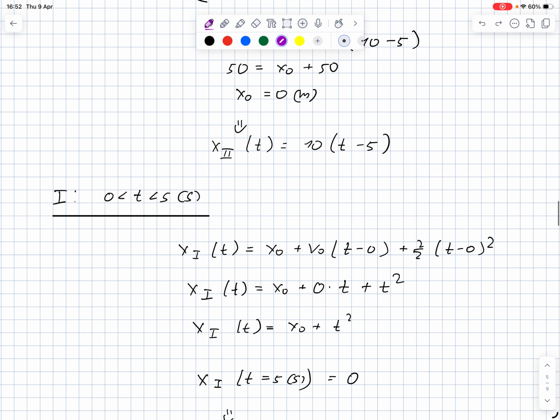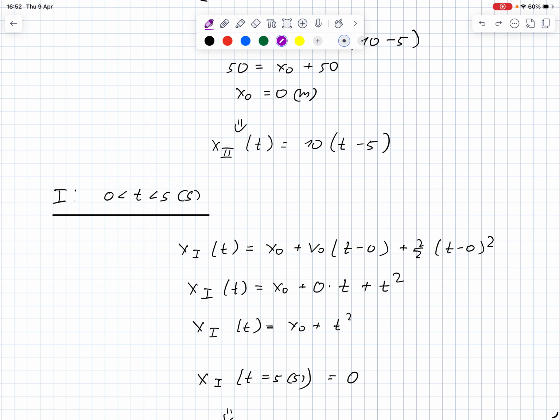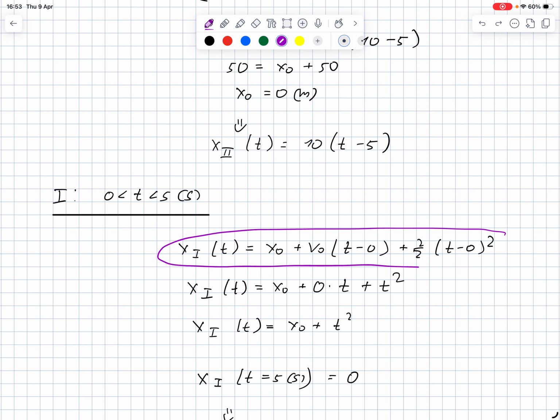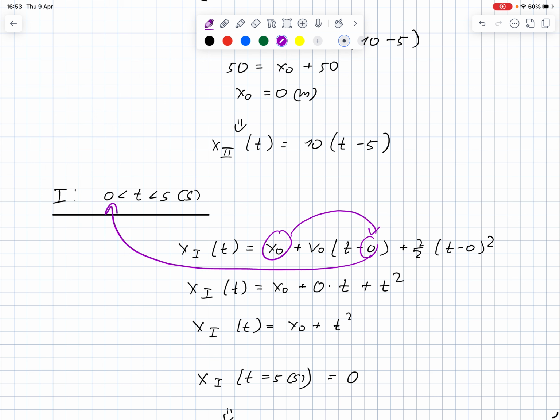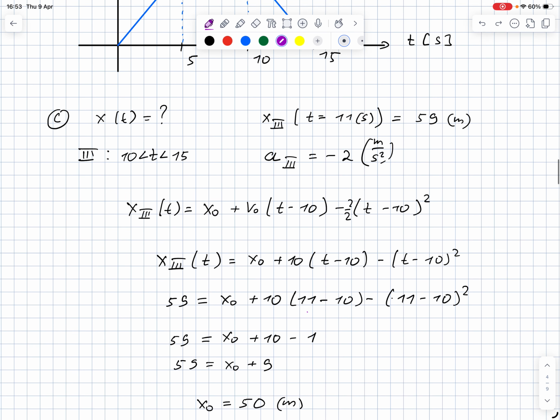Now, finally, we need to find the expression for position of this object for first interval. Now, here we do have acceleration, so I'm going to use this expression. Now, again, here, like in previous intervals, I do not know what is the initial position when initial time of this interval is 0 seconds. Okay, but I do know the velocity, okay, when time equals 0. Why? Let's go to the previous part.